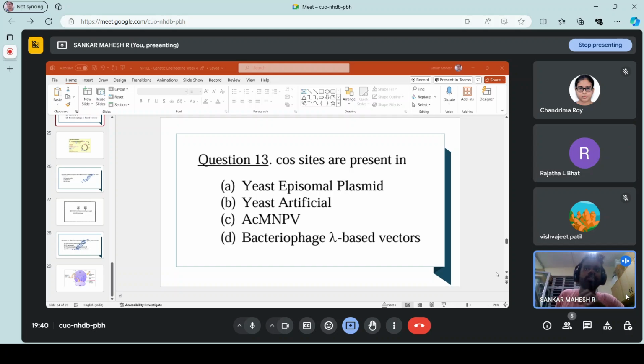Do you know? I'm not sure, but is it cohesive sites? Yes. So the full form of cos sites is cohesive sites.